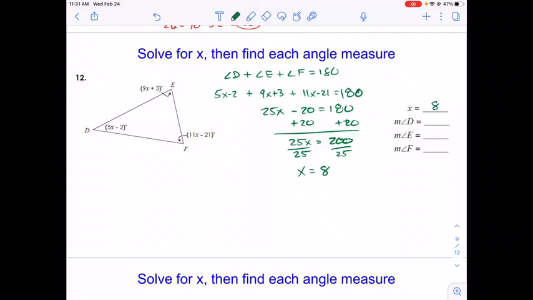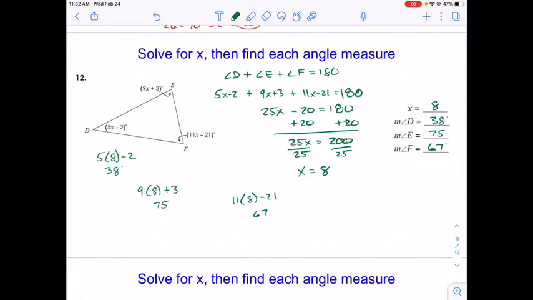Okay, so we put x over here as 8. Now we're just going to go back and plug into our expressions. We get 5 times 8 minus 2, which is 40 minus 2, giving us 38. So angle D is 38. For angle E, we get 9 times 8 plus 3. 72 plus 3 is 75, so this becomes 75 for angle E. And then our last one, we got 11 times 8 minus 21, which is 88 minus 21, giving us 67. So 67 is our solution.